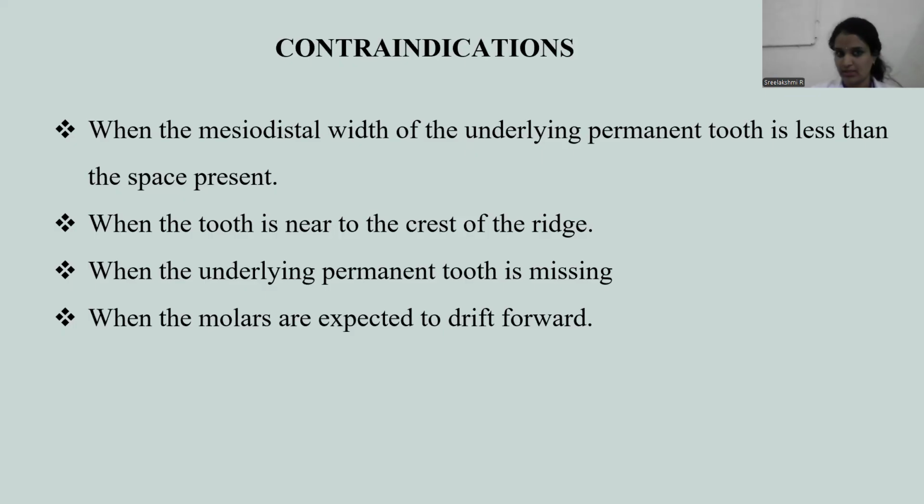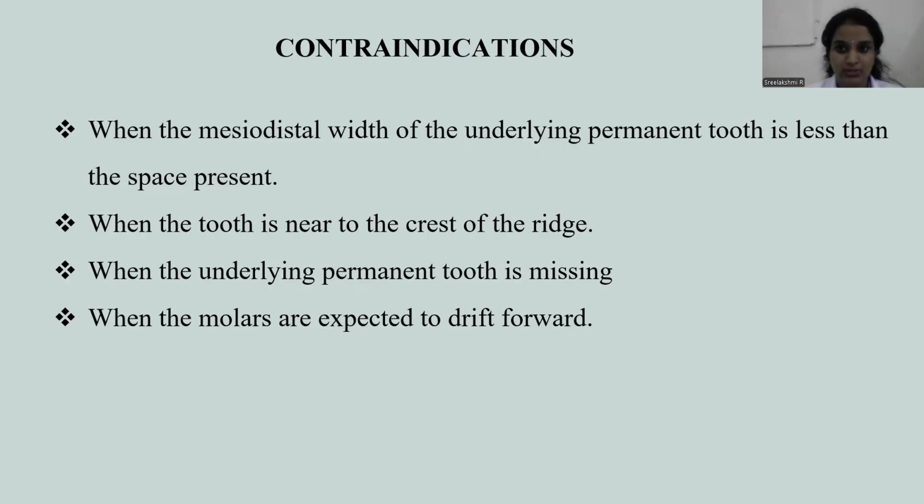Now, coming to the contraindications. If the mesiodistal width of the underlying permanent tooth is more than the space present. Whenever we are going for space maintainer appliances, we will take a radiograph prior to the space maintainer delivery. If you find that the underlying permanent successor's mesiodistal width is more when compared to the space available, that is, the space available is less, then we cannot give a space maintainer, because only minor tooth movement can be gained by using a space maintainer. In such cases, we can go for space regainers.